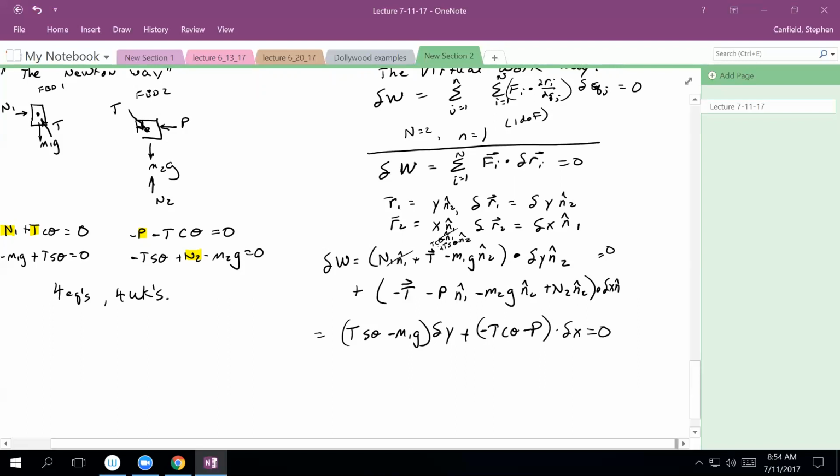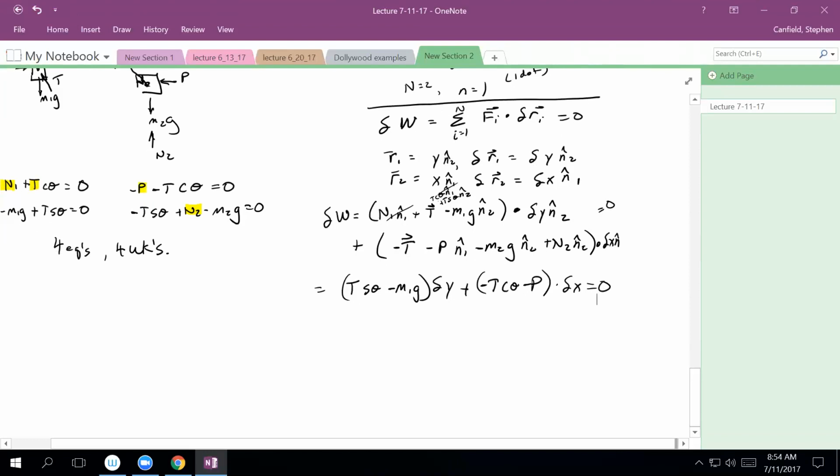Posed with the same problem as before. Okay, so I've written this out. Now, remember I said above, for these things to be independent, as long as my displacements are independent, these terms would have to be zero. But this is kind of a special case. This virtual X and virtual Y are not independent. So I probably should have just written it the other way. Note that virtual X and virtual Y are not independent. If they were, I would set those terms equal to zero. So I can write a relationship on them.